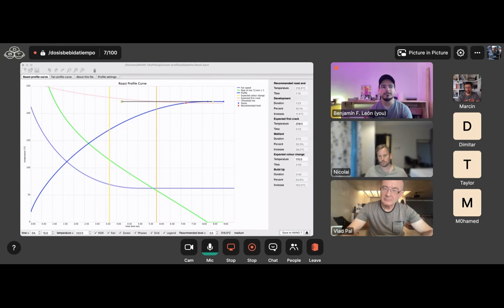I think it goes by understanding what first crack is, which is, in general, the first exothermic reaction of the coffee, and the point where the coffee is letting go of the accumulated steam pressure inside, right?